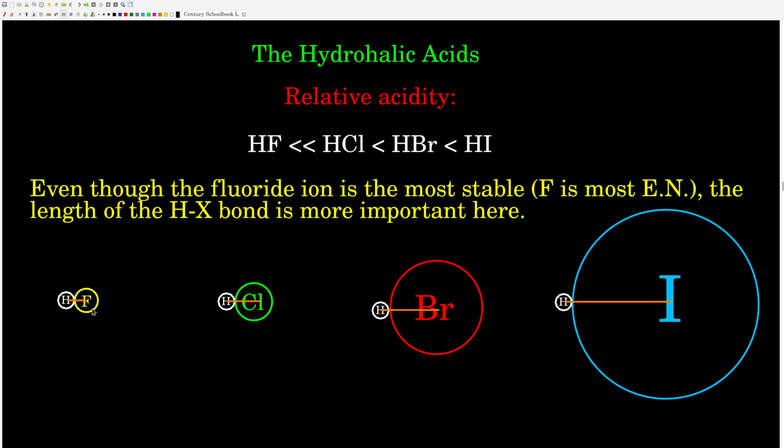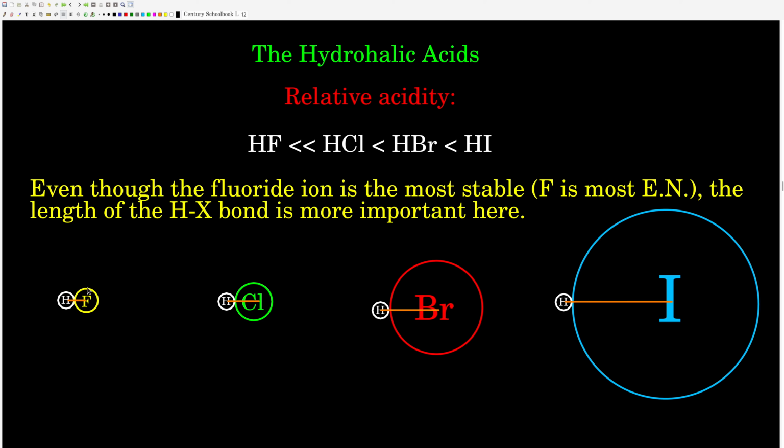The other thing we know about the fluoride ion compared to chloride, bromide, and iodide is that they get bigger as we go down. Fluoride is a lot smaller than chloride, smaller than bromide, smaller than iodide. Because the only bond in these acids is the bond between the hydrogen and the fluorine, there's just one bond.